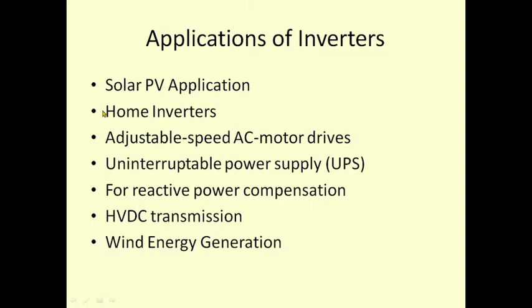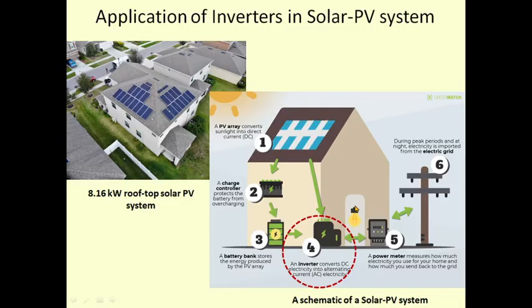So applications, let us see one by one. For example, solar PV system, we have an example over here. It is an 8.16 kilowatt rooftop solar PV system installed somewhere in Europe. In the daytime when there is sunlight, the light energy is converted into electrical energy, and we charge our battery bank through a charge controller.